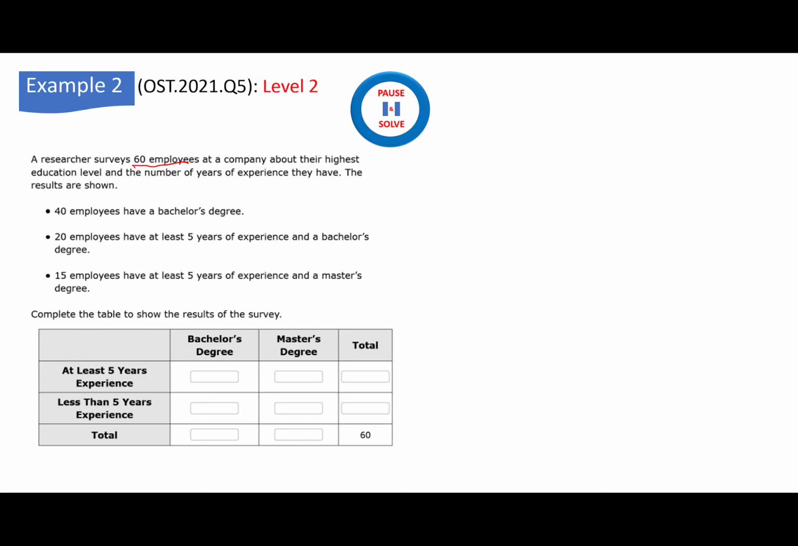Now let's see what information is given to me. 40 employees have a bachelor's degree. Bachelor's degree total, I have 40, so I can fill this in here, 40. 20 employees have at least 5 years of experience and a bachelor's degree, right there, so that would be right here. That's given. The third piece of information: 15 employees have at least 5 years of experience and a master's degree, right here.